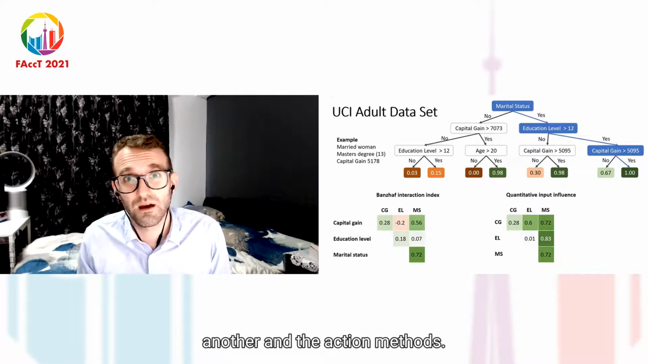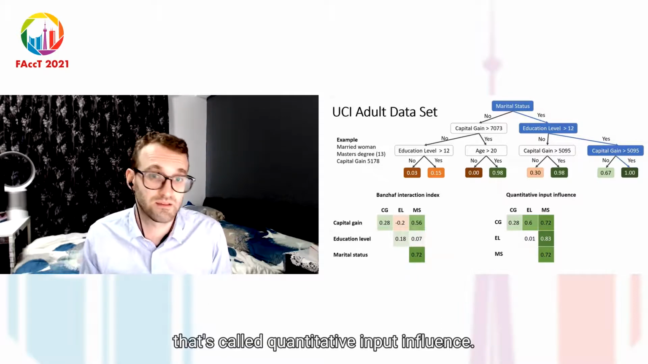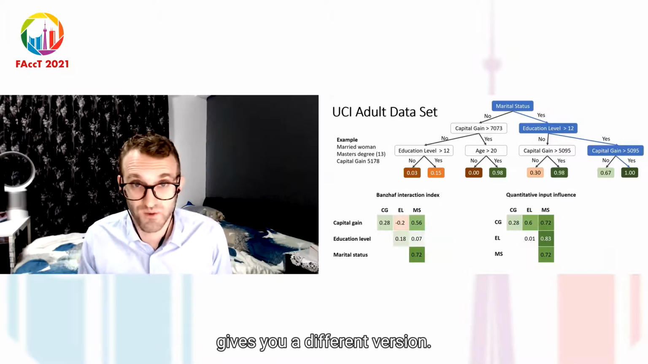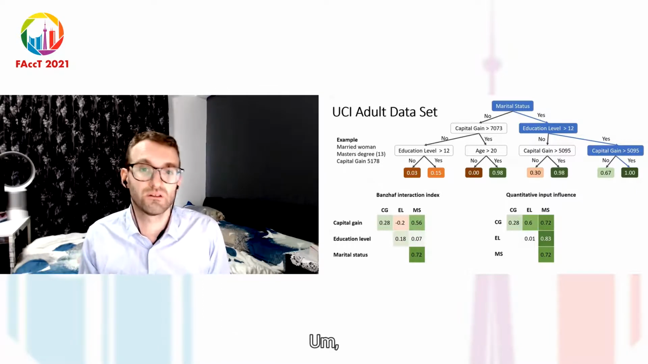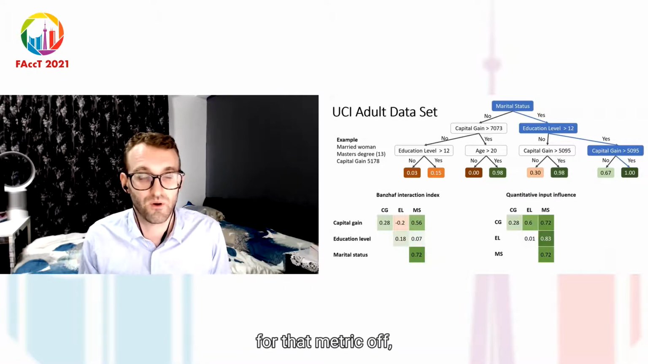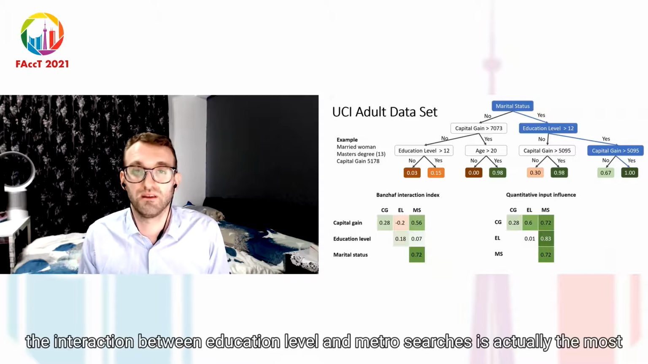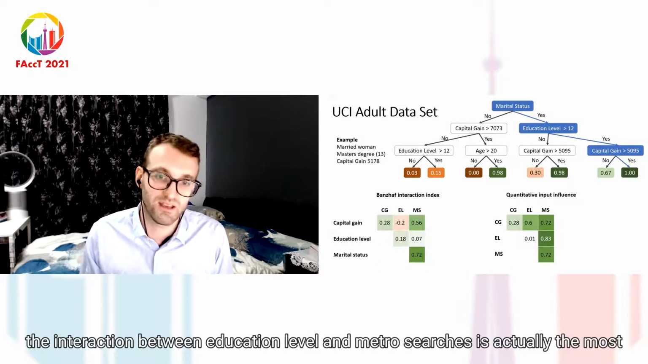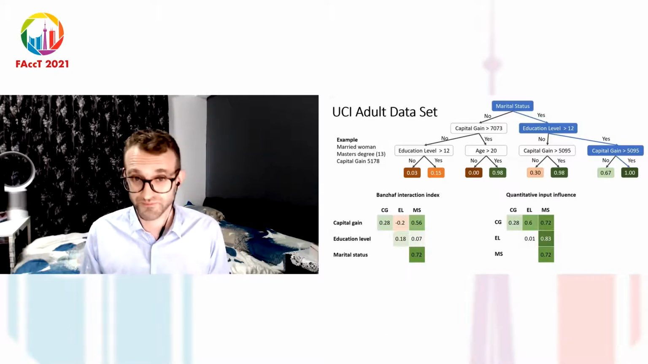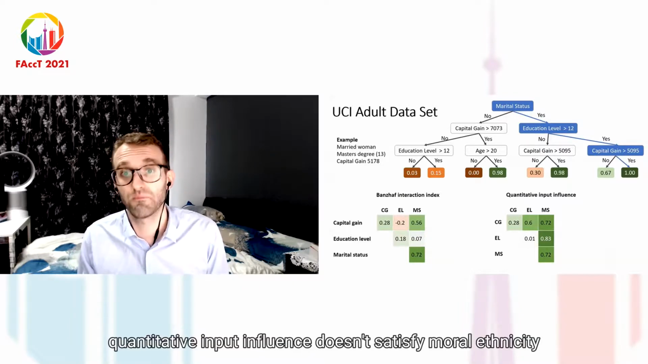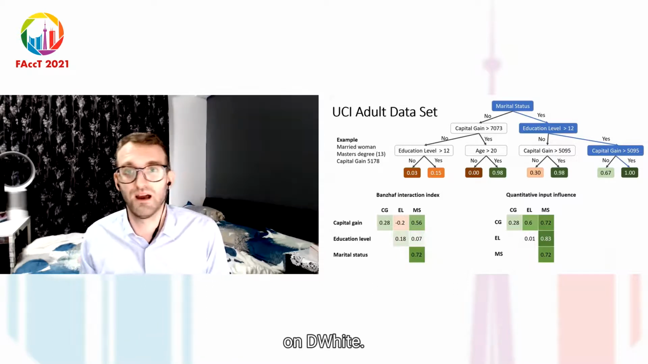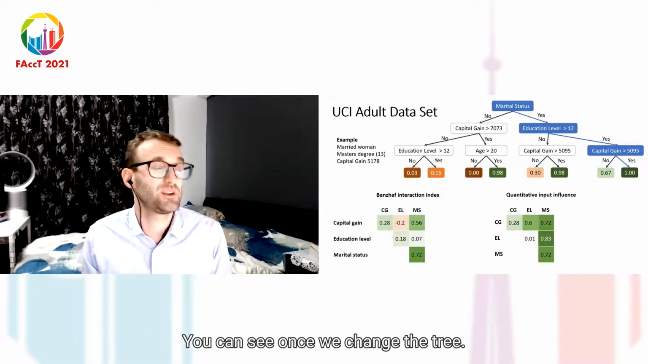Another interaction method, called quantitative input influence, gives you a different version. It tells you different things about the influence. For that metric, the interaction between education level and marital status is actually the most important. However, quantitative input influence doesn't satisfy monotonicity. And why this is bad, you can see once we change the tree.